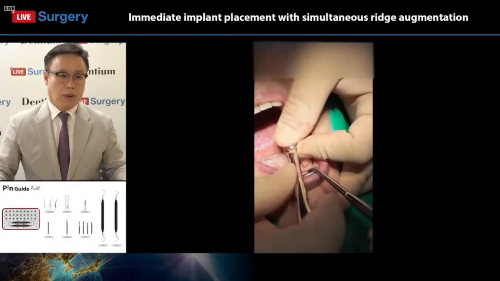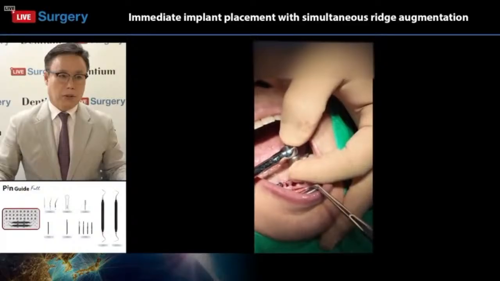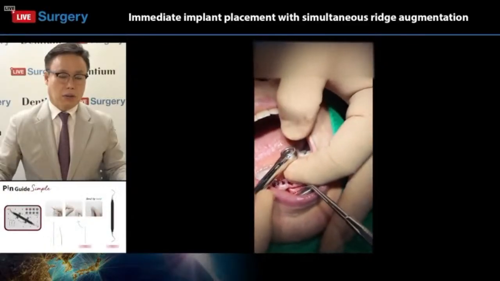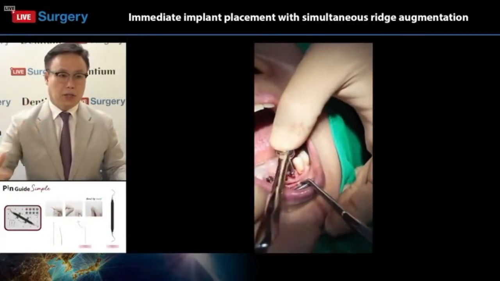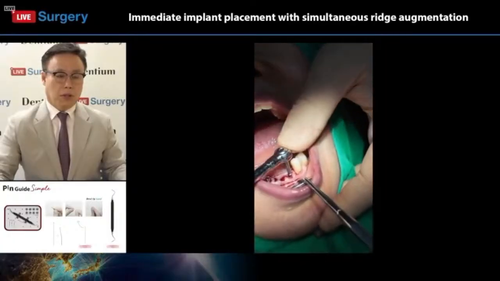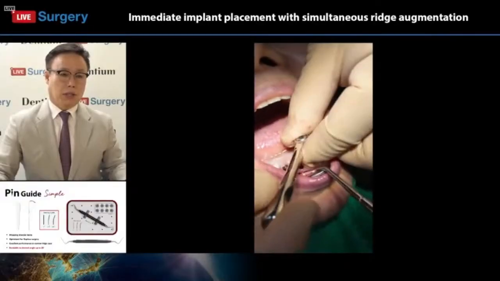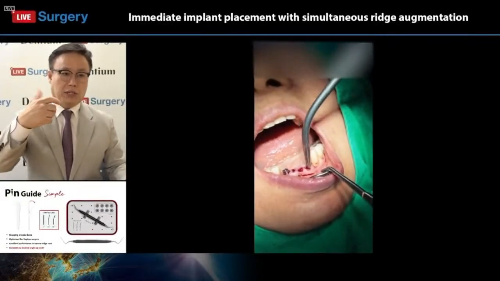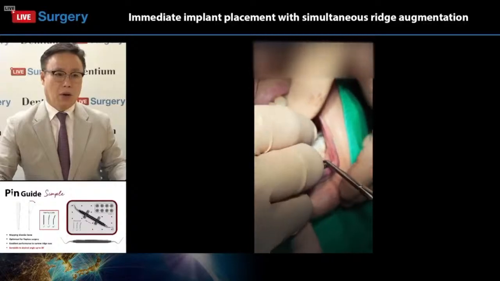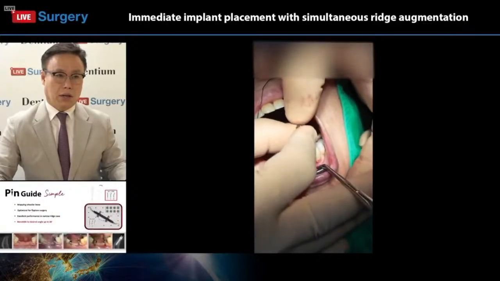When we applied the healing abutment, we found out the buccal angle relationship was changed a little bit. So therefore we are changing the direction of the implant a little bit. That's why we disconnect and connect the healing abutment.